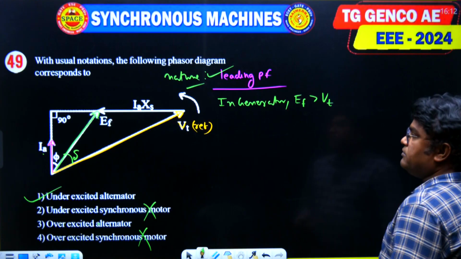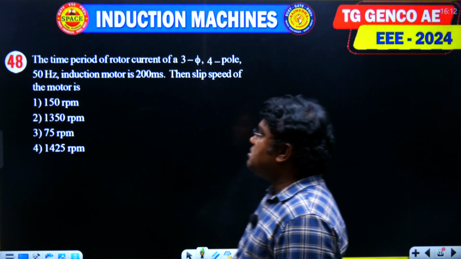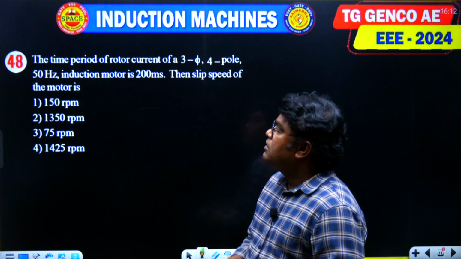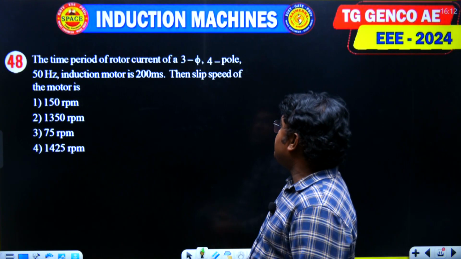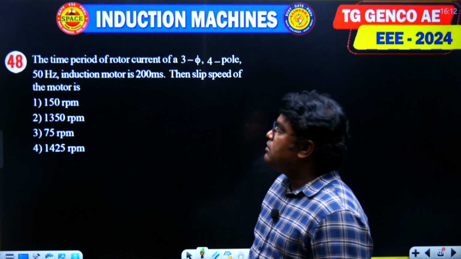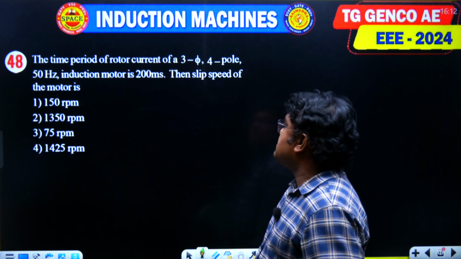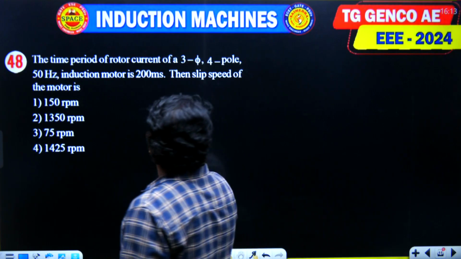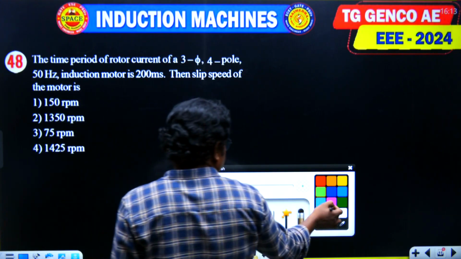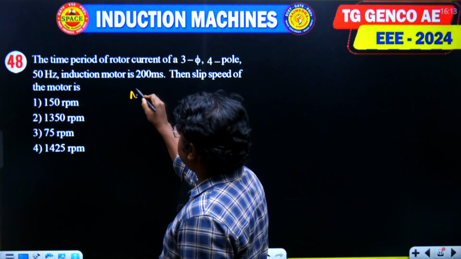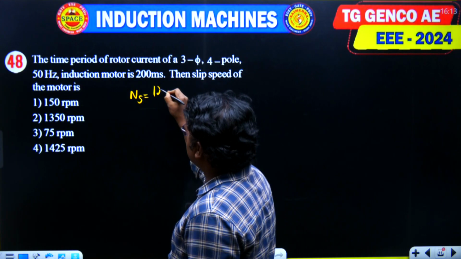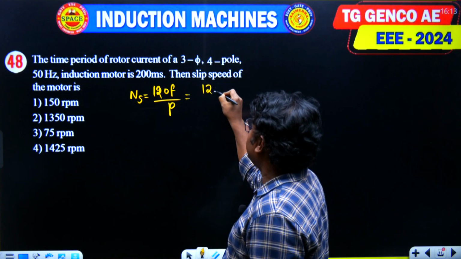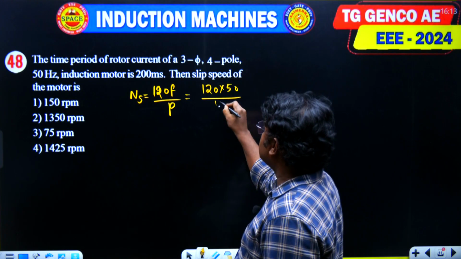And next one, let us solve question number 48. This question belongs to the concept of induction machine. The time period of the rotor current of a 3-phase 4-pole 50 Hz induction motor is 200 milliseconds. Then the speed of the motor is? Let us first find the synchronous speed. Ns is equal to 120 F by P, so this is equal to 120 into 50, and the number of poles is 4.